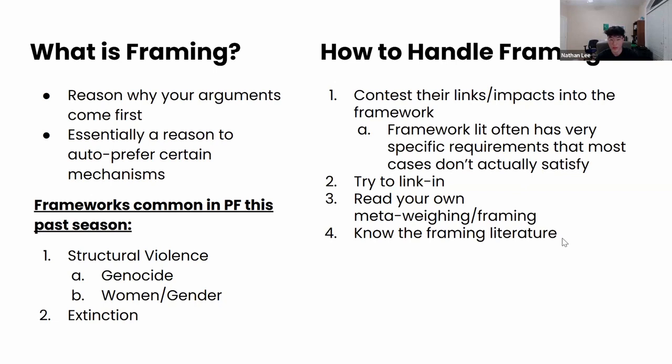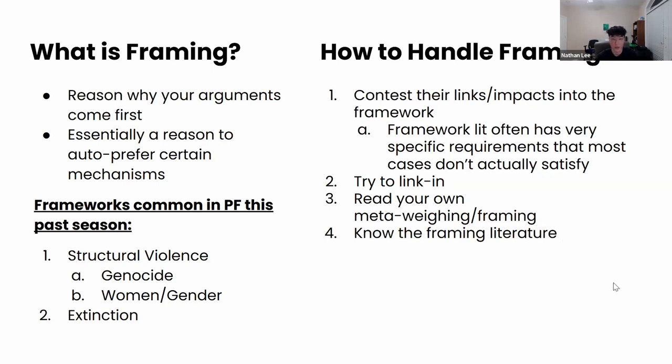Also, one of the best ways, if you're feeling lazy or you just don't want to weigh more than they are weighing, is to just link into their weighing, right? If you can solve back where their impact's best, then just make them your own. Also, if you're feeling particularly productive, then read your own framing, read your own meta weighing. This is probably the more strategic move to make, which is when you handle a completely different perspective in terms of framing. And then, like I said before, know the framing literature, because just like knowing your cards and substance, the better you know it, the better advantage you can take of it.